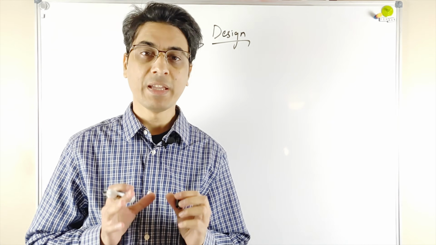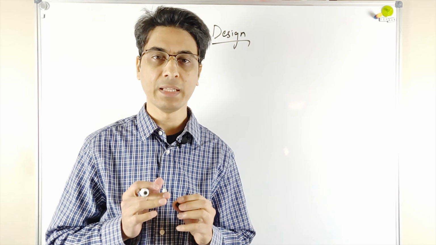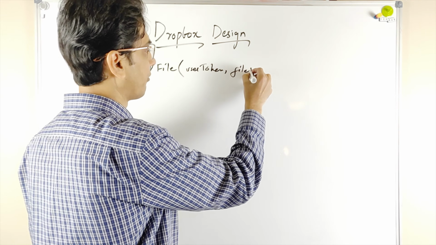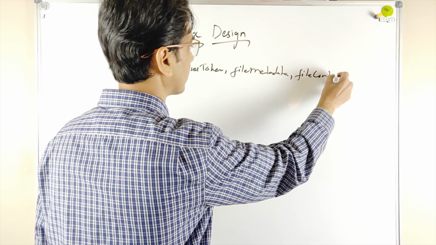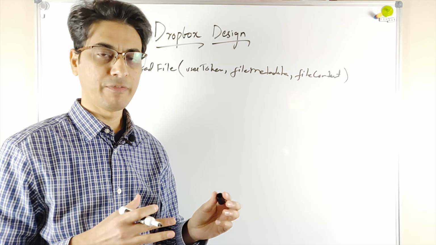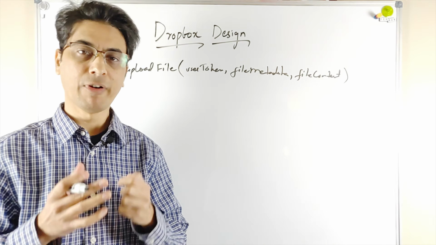Now let's discuss some APIs that our service will expose. So the very first API is upload file. It takes user token, file metadata, and file content. The file content could be a stream of different chunks for the file. The upload file will return a file ID.